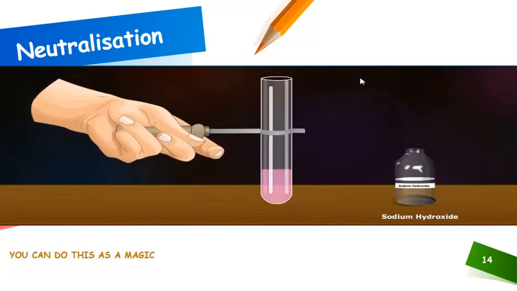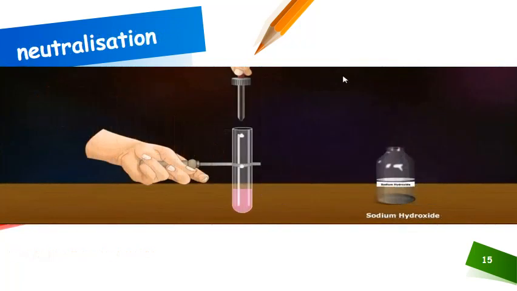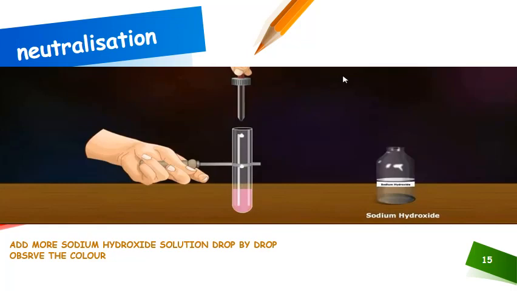Now you can do this as a magic also. So here, which content is more? Basic content is more. That's why the color is pink. So you can do it as a magic if you observe this again. If you add more base, is there any change in the color? Just imagine. No. If you add more sodium hydroxide drop by drop, you observe the color. It is again pink only. There is no change in the color.